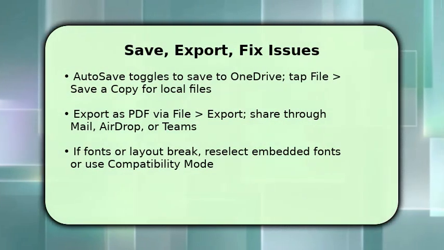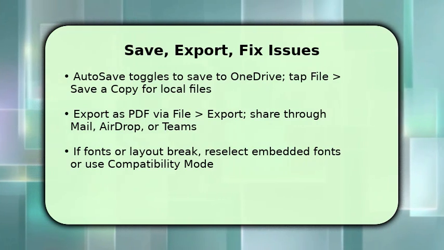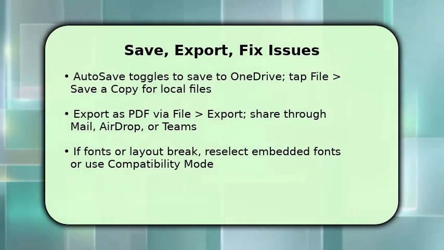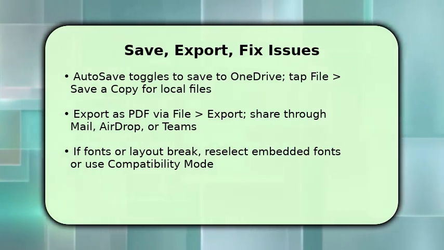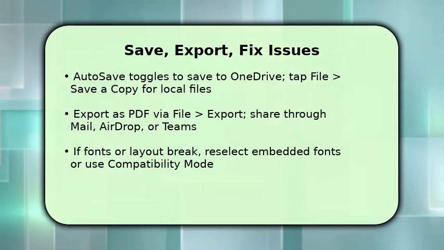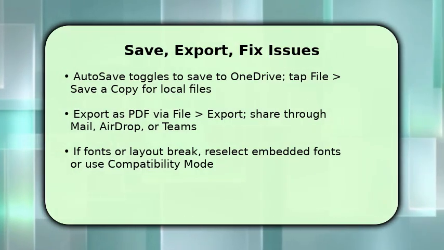Finally, save and share correctly. Autosave keeps changes on OneDrive. If you need a local copy, use File, Save a Copy. To deliver a fixed document, export to PDF from File, Export, and share via mail or AirDrop.